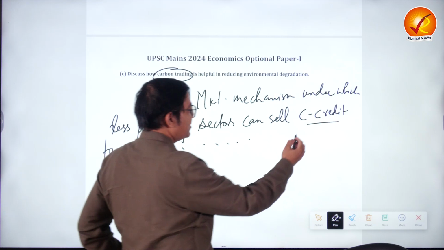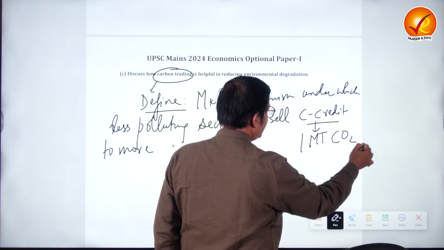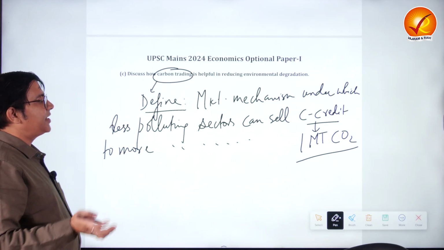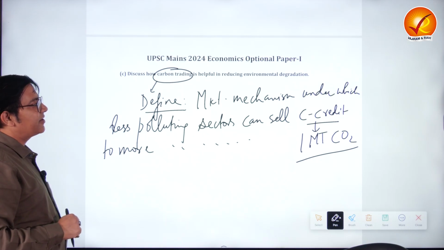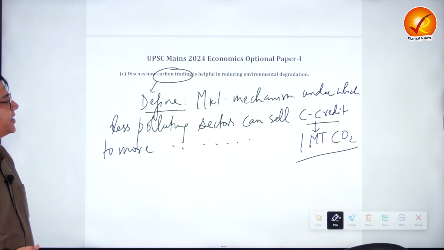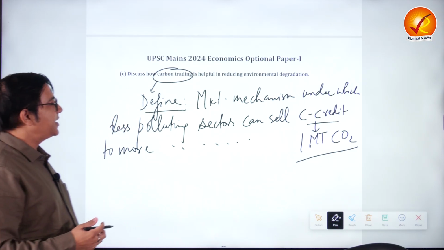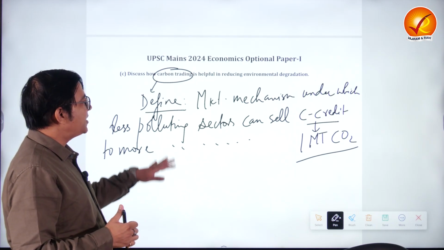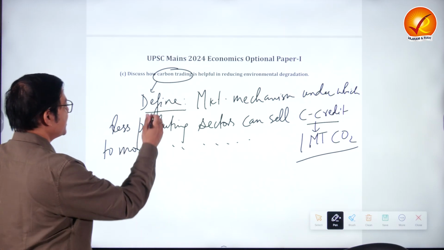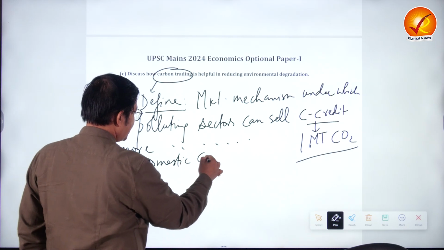Each carbon credit is worth 1 million ton of the carbon dioxide, meaning thereby with each carbon credit we are offsetting this much of the carbon dioxide emissions. That is how you can say they are helpful in reducing environmental degradation. But there are many other things over here. In carbon trading, we are not just talking about the domestic trading. There can also be international. So there can be domestic carbon trading.